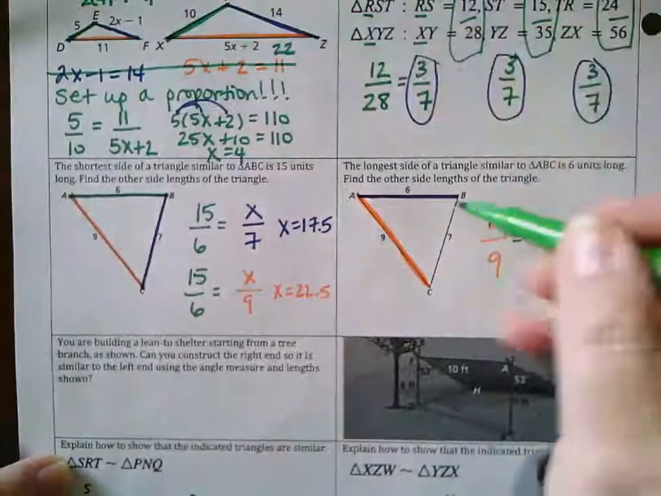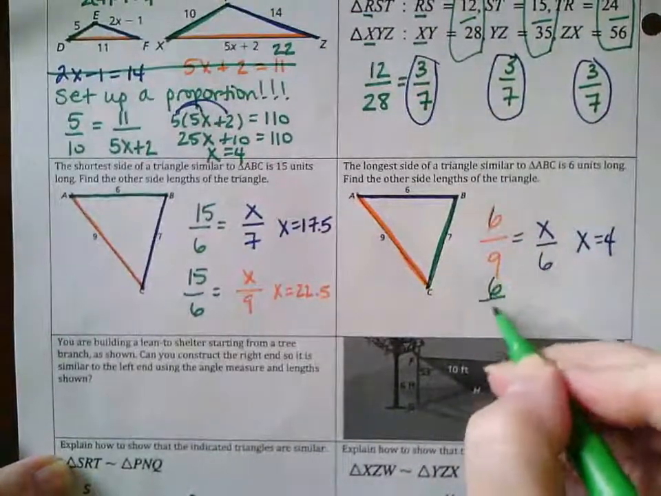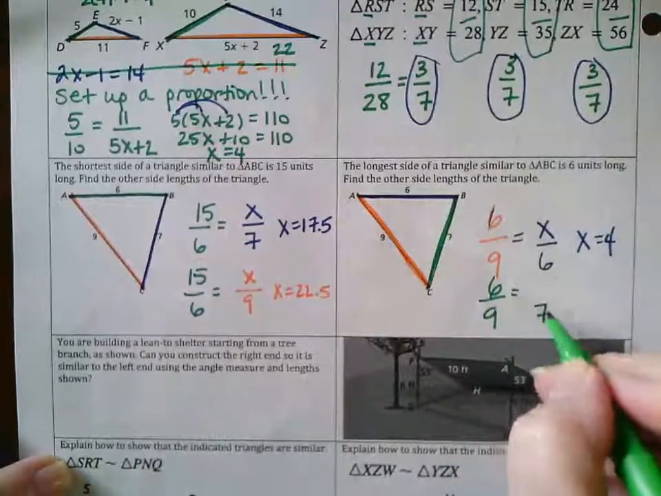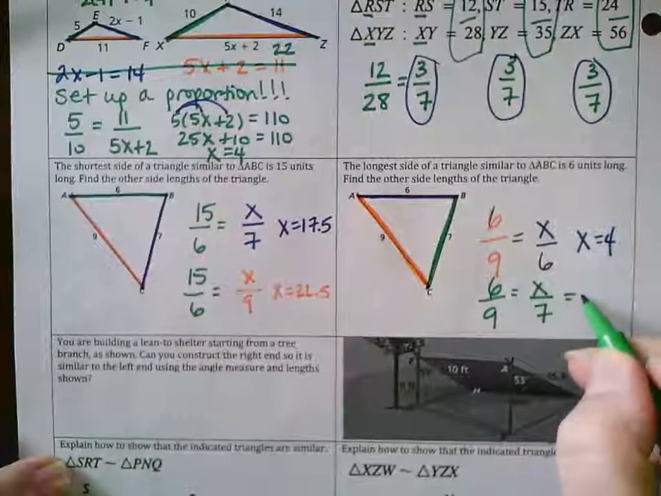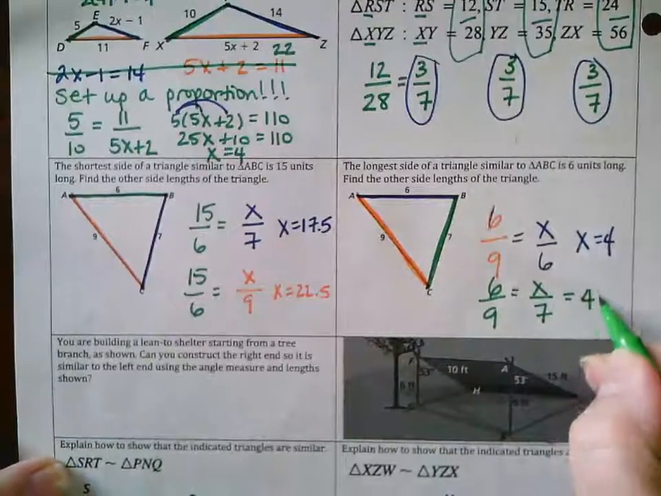And then this side, 6 over 9 again. And remember the 9 came from this triangle, so the 7 is going to go down here. And x is going to equal 4 2/3.